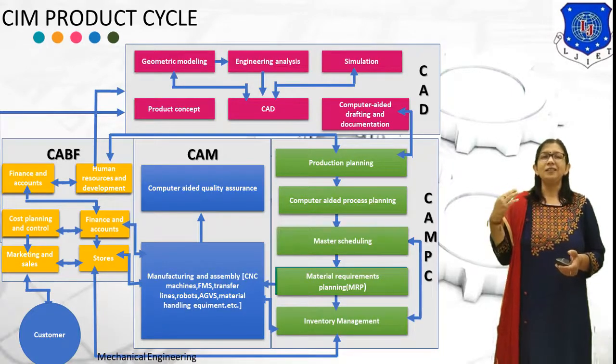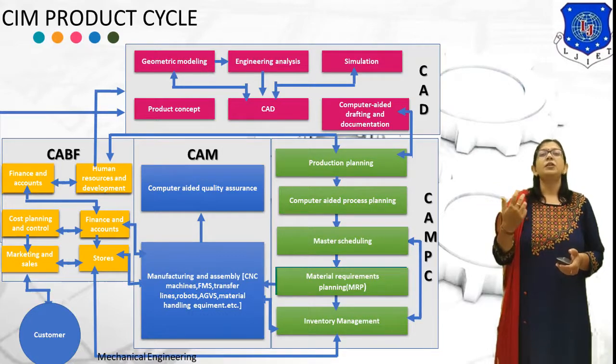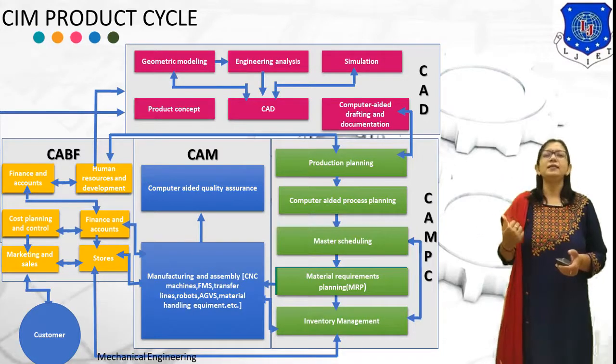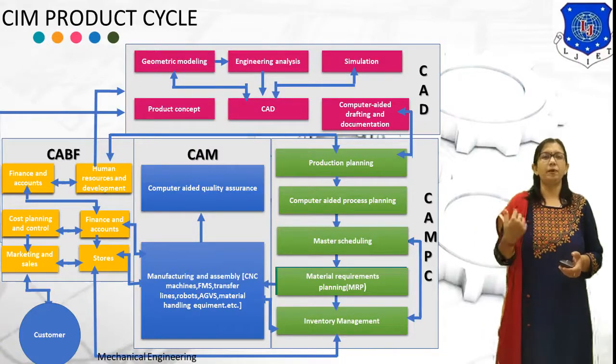And the last stage, as you can see in the diagram, is CABF, which is known as computer-aided business function, and the various activities included in it are purchase, stores, cost planning and control, marketing and sales, finance, accounts, human resources, and developments.